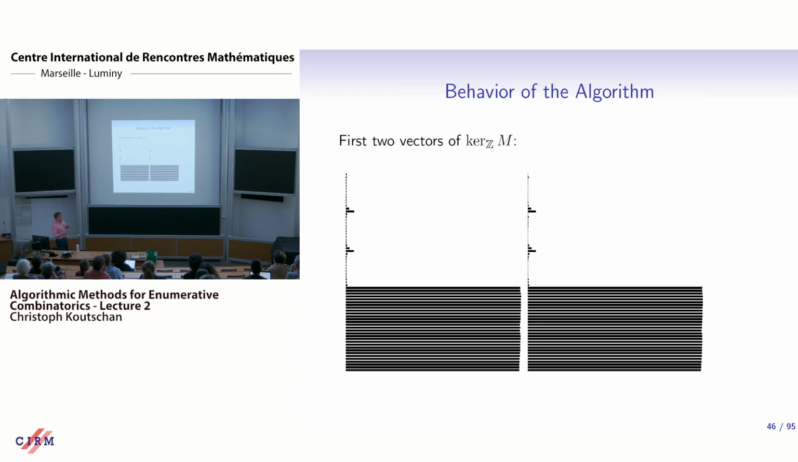So let's look at how this works in practice. Here is an example where we have applied the Hermite algorithm to find a basis of the kernel of M. And here I show only the first two vectors. And so we see here the vector, and the length of the rows here tells the size of the integers. So these are vectors that have small integer entries here and then very big ones here.